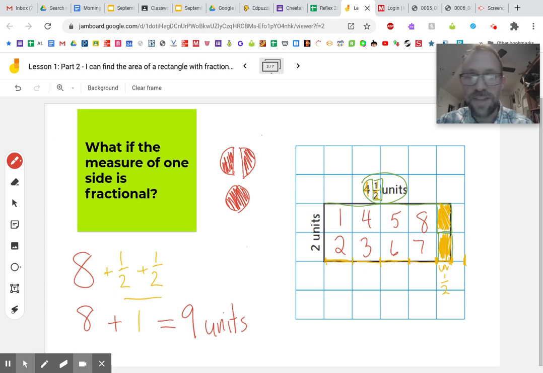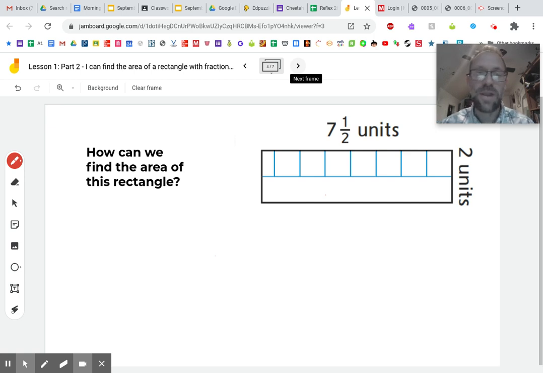Okay, are you ready for the next problem? You want to try it? Here we go. This time, what I'm going to do is have you work on your own in Edpuzzle, on your paper in front of you, however you're working. I want you to try to solve this problem. What is the area of this rectangle? You see it has a length of 7.5 units and a width of 2 units. And some of the boxes are already drawn in for you. I will meet you on the other side of this problem, and we'll work on it together to see how you did. Good luck. Work hard.